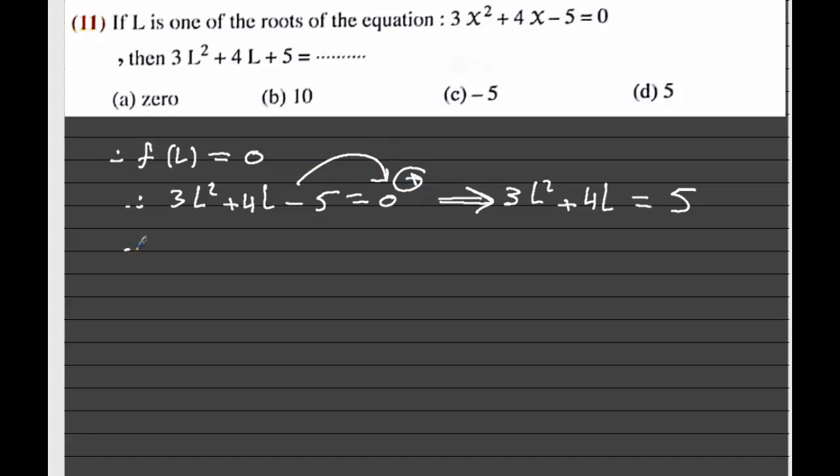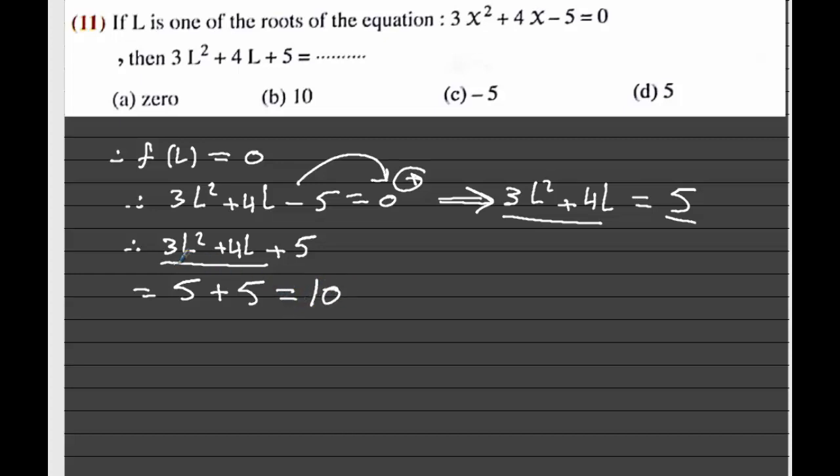So back to the required. The required is to find 3L square plus 4L plus 5. What is the value of 3L square plus 4L? Here we got 3L square plus 4L equals 5. So we have 5 plus 5 equals 10. Okay, 3L square plus 4L equals 5 plus 5, 5 plus 5 equals 10. And we choose letter B here in question 11.